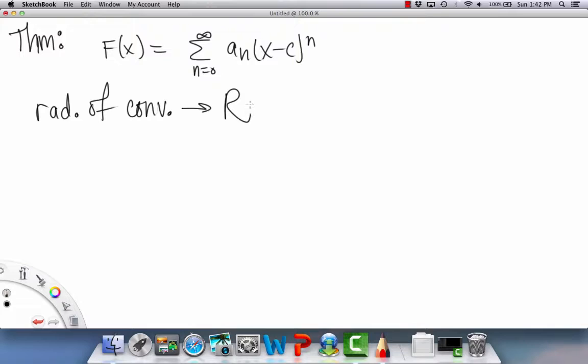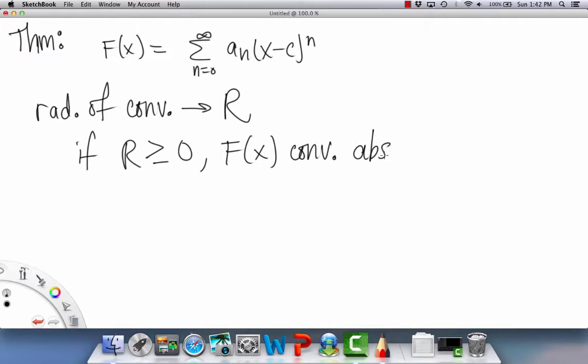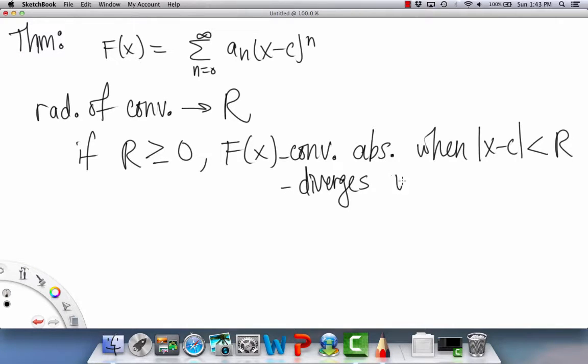That's going to be our r. And then if r is greater than or equal to 0, then f of x, this power series, converges absolutely, I'm going to abbreviate again, when, and as I said before, the absolute value of x minus c is less than r, okay? And then it diverges when exactly the opposite is true, when the absolute value of x minus c is greater than r.